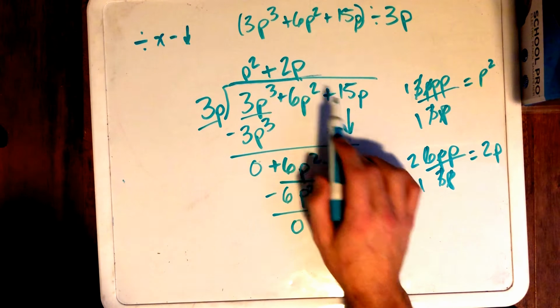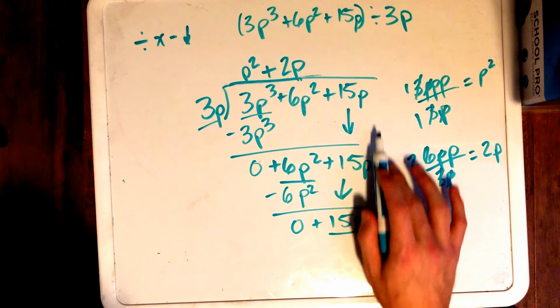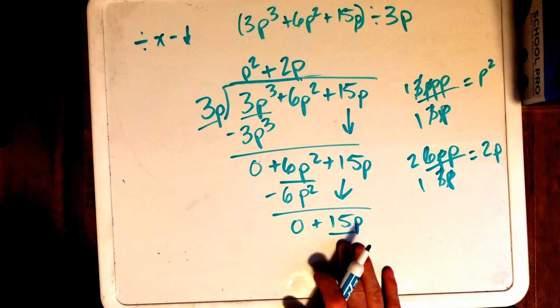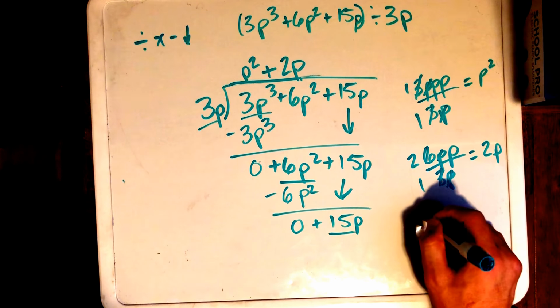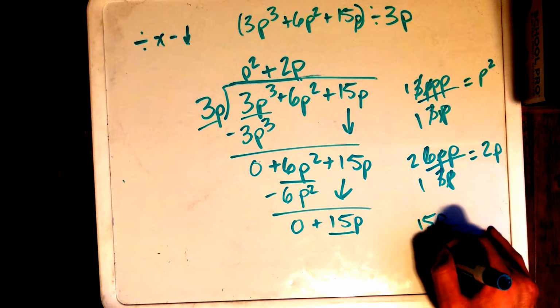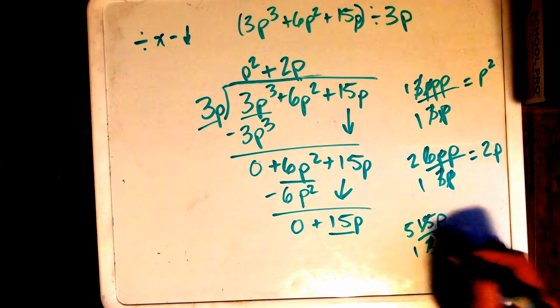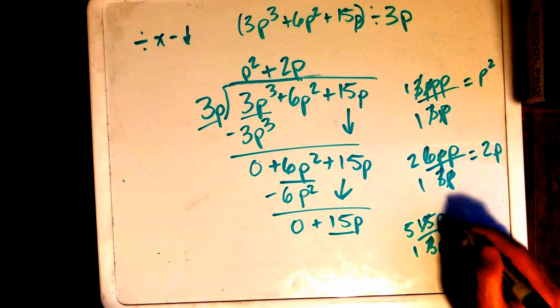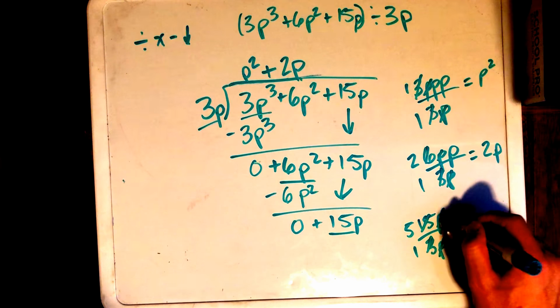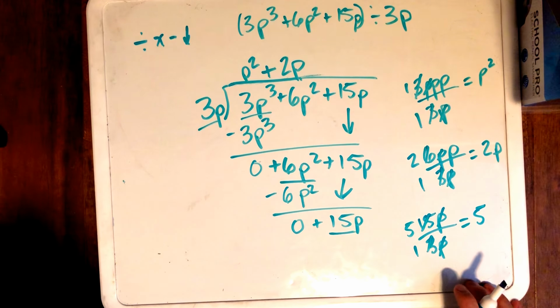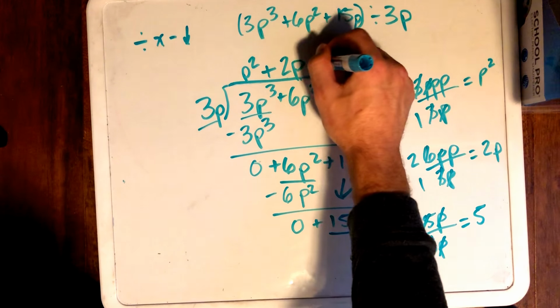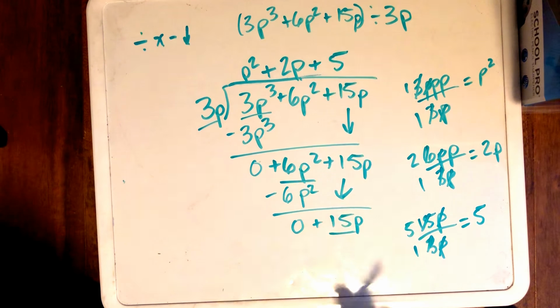So now we've changed our problem a little bit. We've got this 15p, we drop it all the way down, 15p. Okay, so 15p divided by 3p. 15 divided by 3, we still know it is 5, so I can put 5 over 1. And now we have a p over a p, so those are both going to cancel, and we're just left with 5 over 1. So this is the next part of our answer. We're going to put plus 5, don't forget that positive sign there.